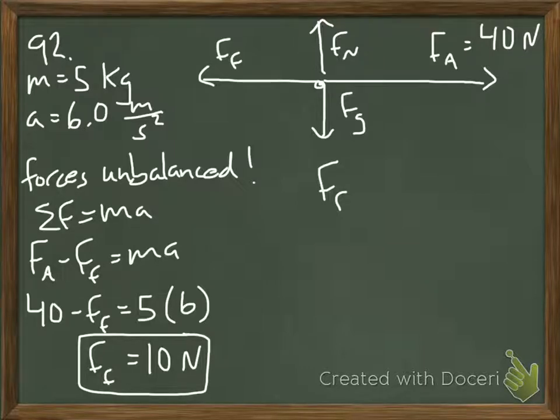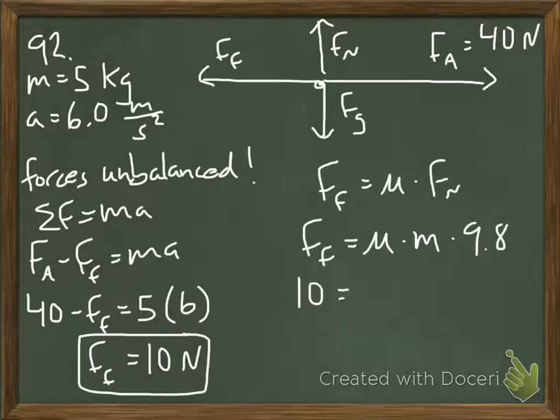Now, the question is asking for A, the force of friction, we just found that, and now B, the coefficient of friction. So let's look at our equation for the force of friction. We know the force of friction is equal to mu times the normal force. We know the normal force is mass times gravity, 9.8. So let's plug in our numbers here. We can divide and we can solve for the coefficient of friction.